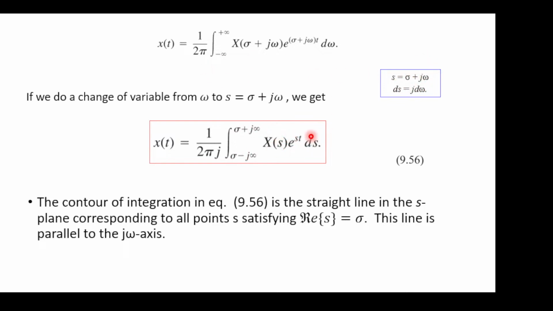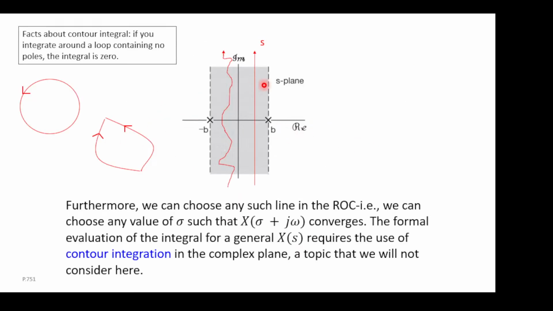And then you have x of s times e to the st ds. Okay, and so you are integrating over a complex-valued line, and this is called a contour integral. You are integrating over some line in your complex plane. But let's see what this looks like first. This is going to be a straight line like this.